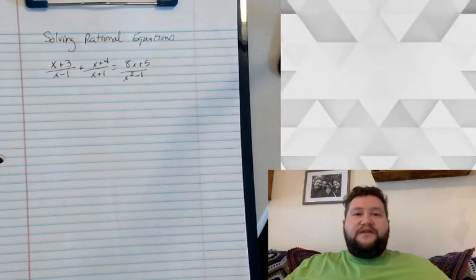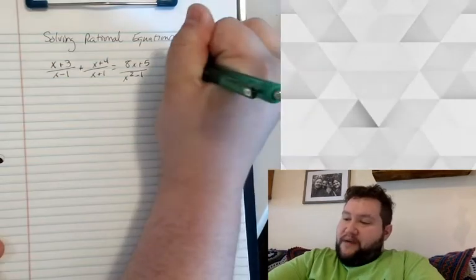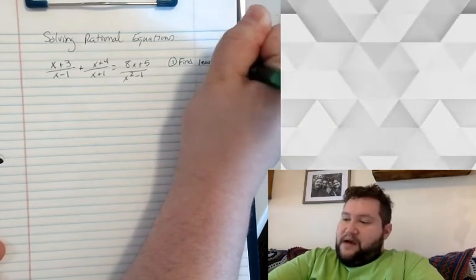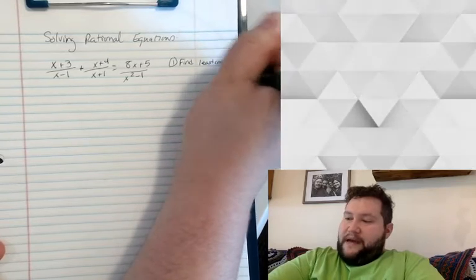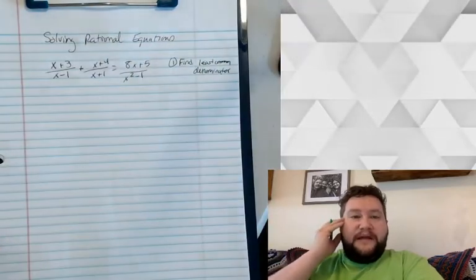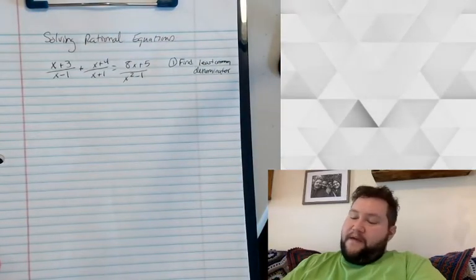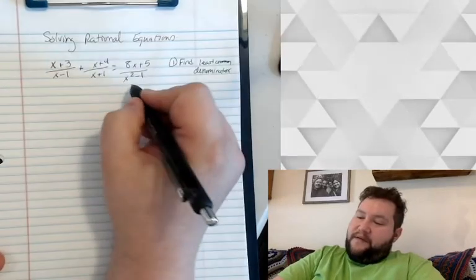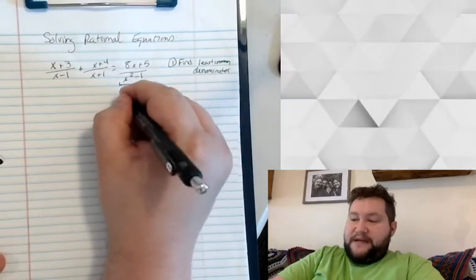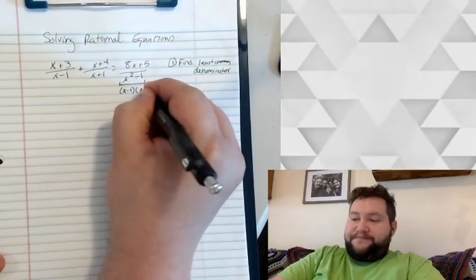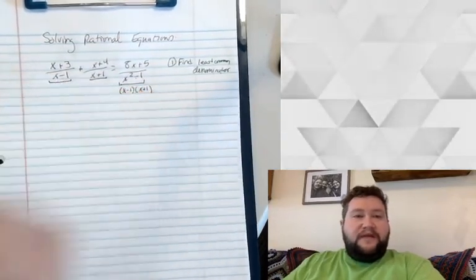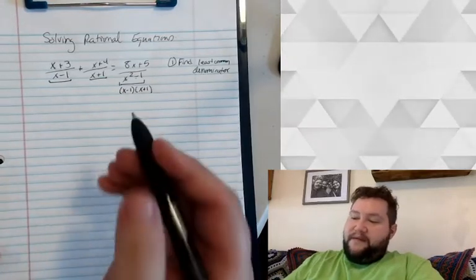So our process for solving rational equations is we're always going to first start by finding the least common denominator. And so when we have our least common denominator, that's going to help us to simplify it. So if I look at my denominator, x squared minus 1, well, that's our special form. We have a square, a minus, and a square. So that's really x minus 1 times x plus 1. So here we have an x plus 1, and here we have an x minus 1.